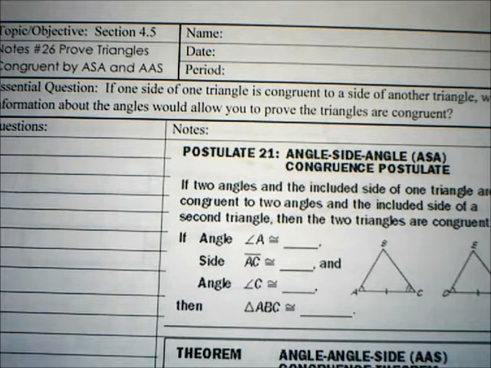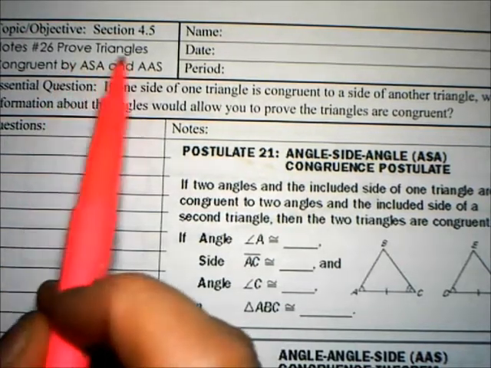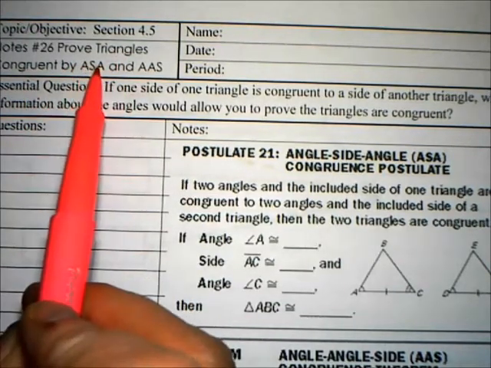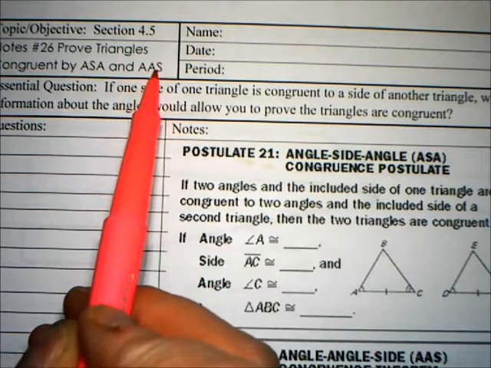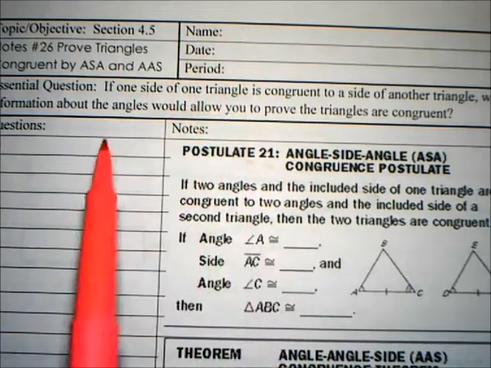Alright, this is Geometry Notes section 4.5, which is notes number 26. Prove triangles congruent by angle side angle and angle angle side. Put your name, date, and class period.